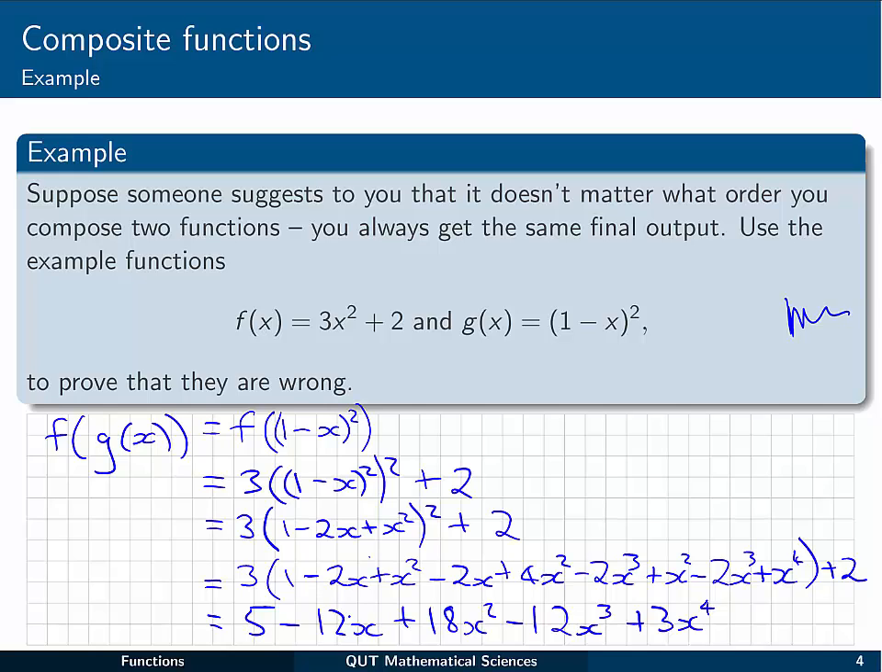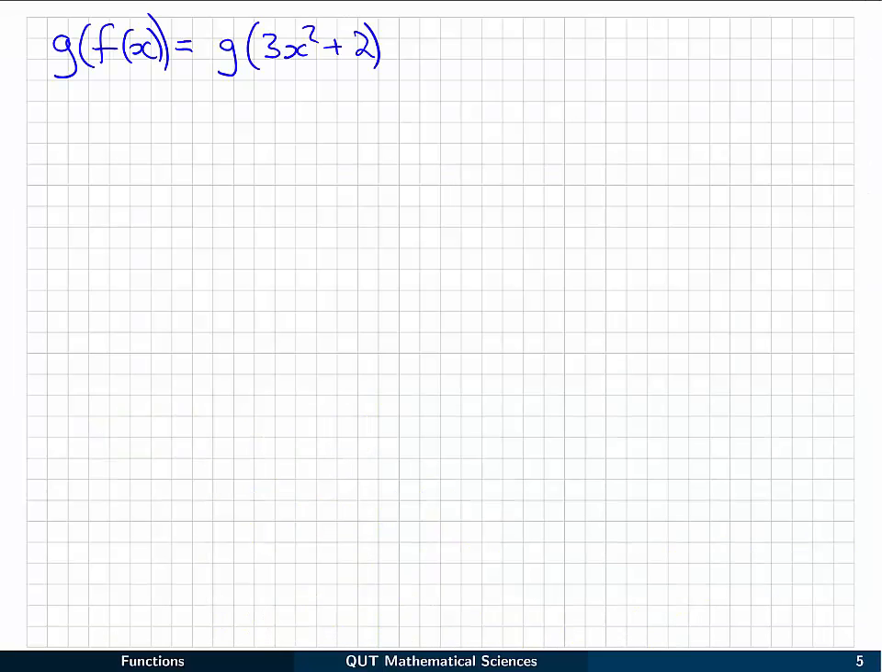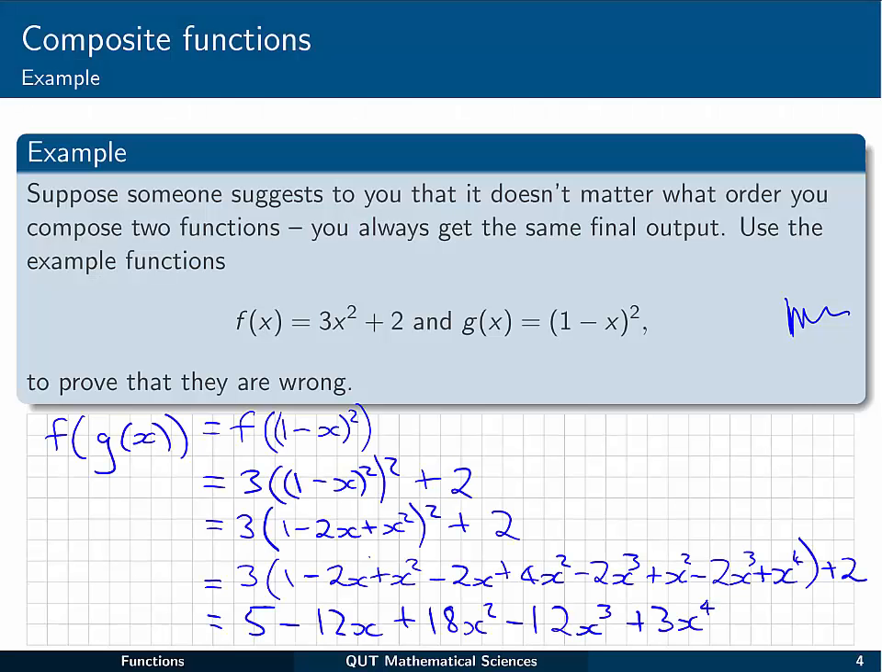Now let's have a look at it the other way, g of f of x, and we're hoping to show that these two things are different. Again, we're going to be taking g of f of x, so that means we want g of whatever f of x is. So our input is going to be 3x squared plus 2, taken directly from up here. Now g is the function 1 minus x all squared, so we're going to be replacing that x with 3x squared plus 2.